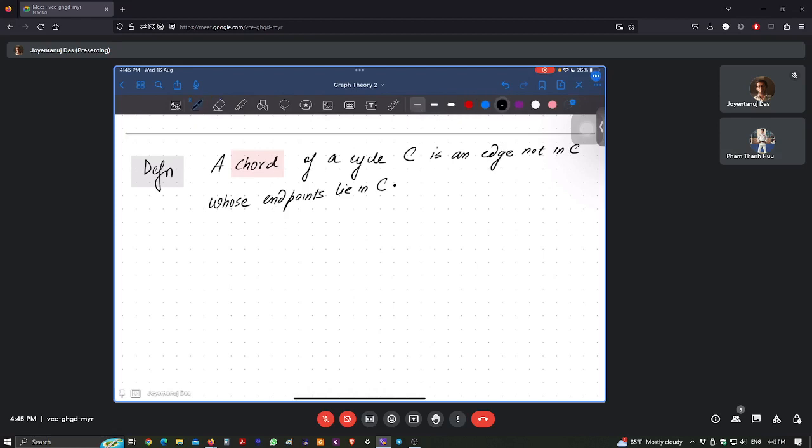So for example, if we take this 4-cycle, C4, this is the cycle. These are the vertices. Then suppose I have this edge, right? This is not a part of the cycle. So this I will call a chord.